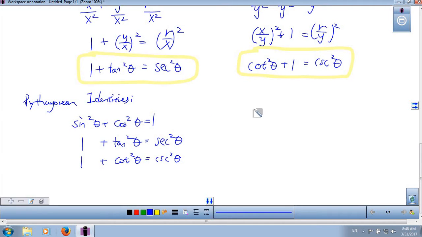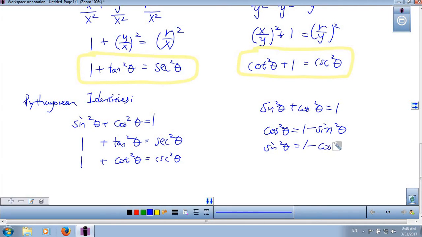For example, let's take sine squared theta plus cosine squared theta equal to 1. So in this identity, we can solve for cosine squared theta. So what's cosine squared theta? Well, cosine squared theta is 1 minus sine squared theta. You see that? I simply subtract sine squared theta from both sides. Conversely, by the same token, sine squared theta is 1 minus cosine squared theta.